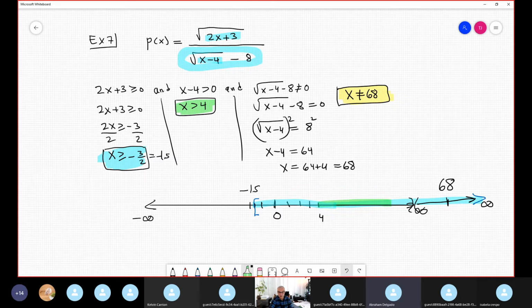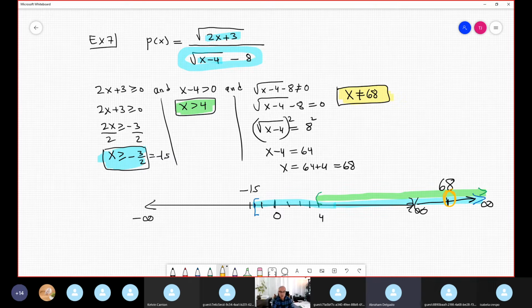But wait a second. Let's not do it like that. Let's do it with no overlap. So put it here to visualize more clearly. This is infinity, and no include 4, because I don't see an equal sign here. And 68 is a hole. 68 is a hole. It's a yellow hole. Yellow hole.